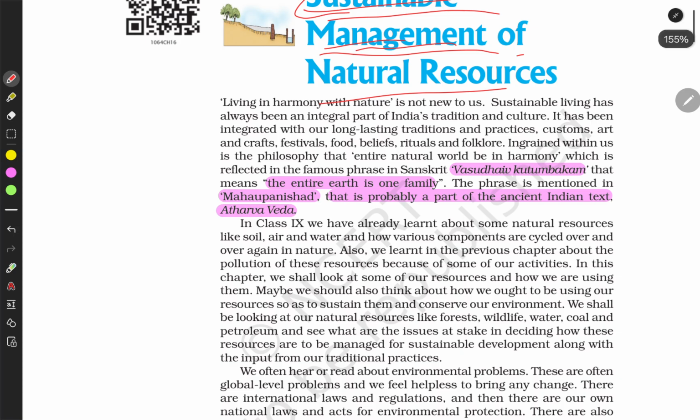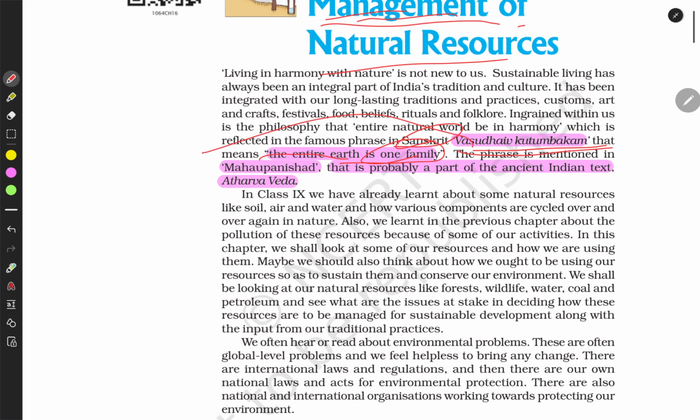In our ancient Indian texts, there is a mention of Vasudhaiva Kutumbakam. This means that the entire earth is one family. This was also the theme for the G20 summit which was held in India.